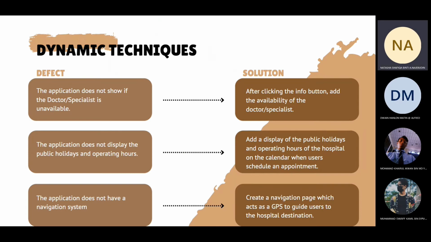For the sixth, the application does not have a navigation system. So the solution to that is to create a navigation page which acts as a GPS to guide users to the hospital destination. This makes it easier so that the patients do not have to go to a separate app and type in the hospital destination. If they wish to go to the hospital, they can just click it and it takes them to a navigation page. Okay, next.